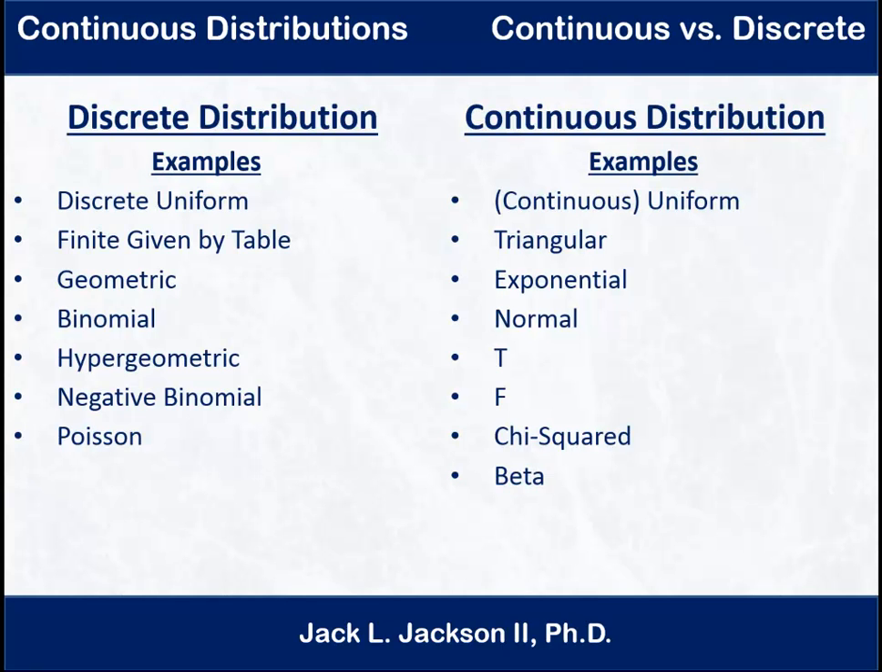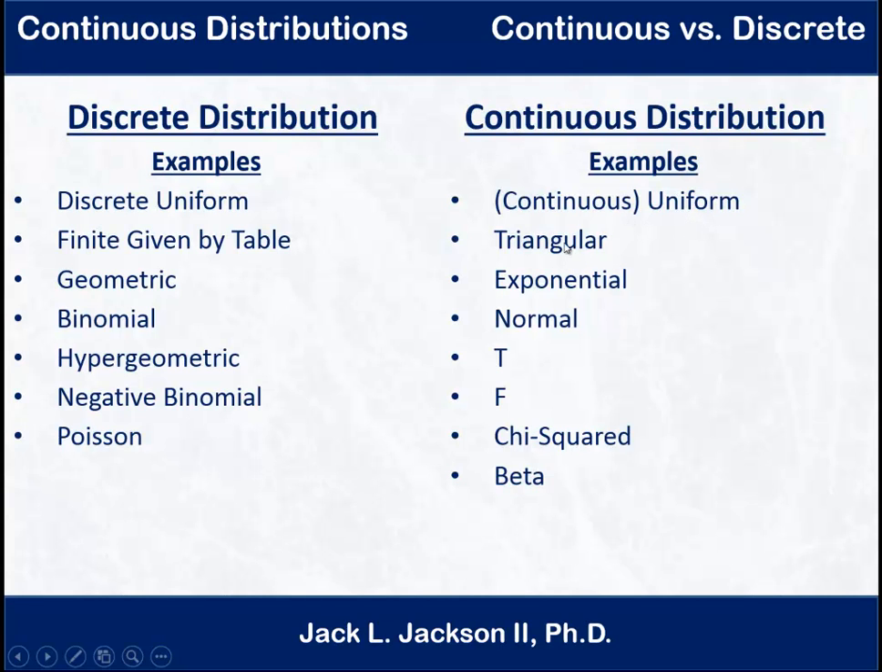Now, some continuous distributions that we might look at are uniform distributions, or the continuous uniform distributions, triangular distributions, exponential, normal, T, F, chi-squared, and beta distributions. I will probably in this video not talk too much about beta distributions, but normal, T, F, and chi-square are very important for statistics, especially the normal one. And exponentials get some use. Uniform and triangular are not quite as important, even though there may be some real-world examples that follow one or the other of these.